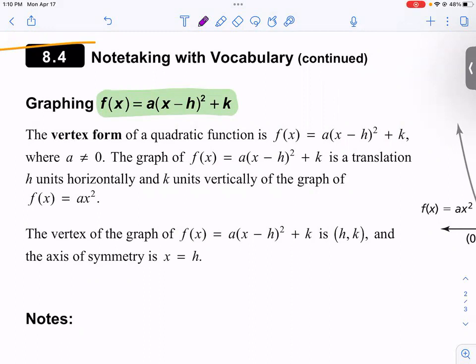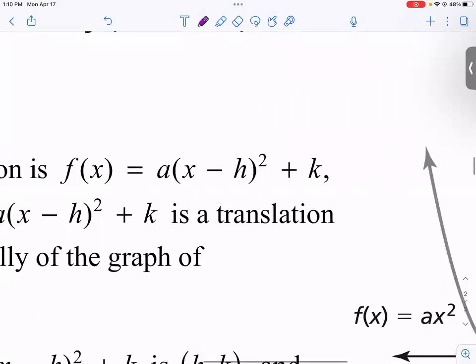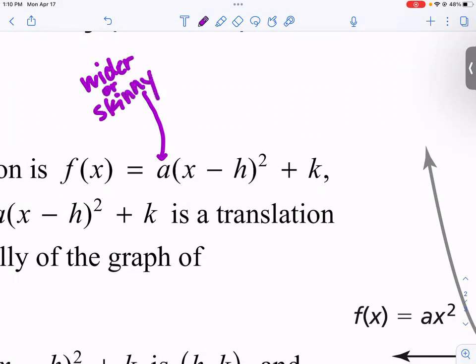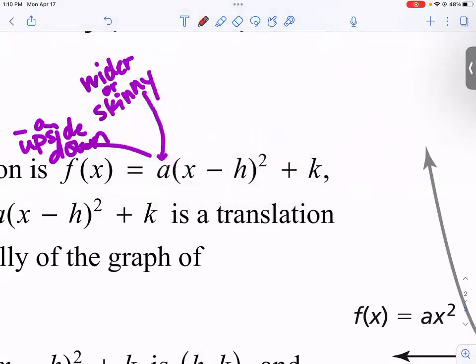Okay. Well, if we have this vertex form, raise your hand if you can tell me how A affects the graph. It makes it wider or skinnier. Wider or skinnier. Okay. And if it's negative, it's upside down. Okay. Cool. We already knew that, right? Old news. All right. Now, H.